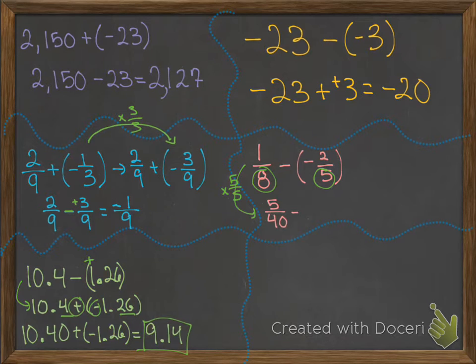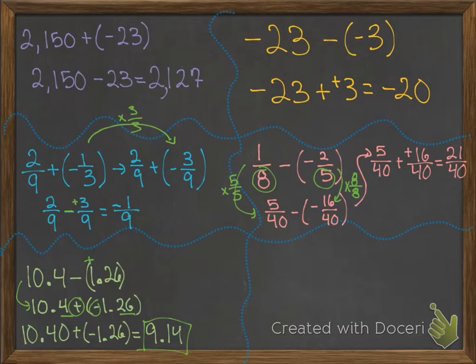We're going to do the same thing for negative 2/5, but we're going to multiply by 8 over 8, because then I get 5 times 8 is 40. And then 2 times 8 is 16. So now I have 5 over 40 minus negative 16 over 40, which I can rewrite as 5 over 40 plus positive 16 over 40, which I think is easier to look at conceptually. 5/40 plus 16/40, 21/40. Okay, you can't reduce that, so that's your final answer.